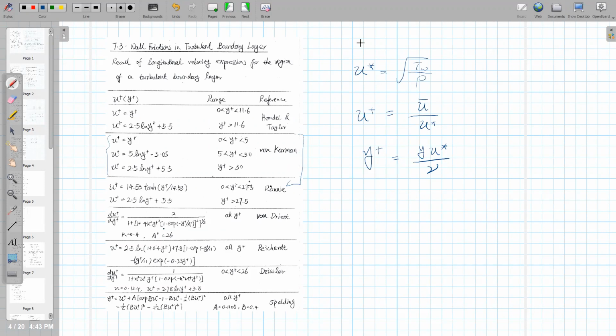The importance of this study is that if we know the velocity distribution, we can find what tau_w will be, because tau_w is directly related to the velocity distribution. We know that tau_w equals mu times partial u over partial y at y equal to 0. So if we choose one of these profiles, we should be able to find tau_w for these turbulent boundary layer cases.